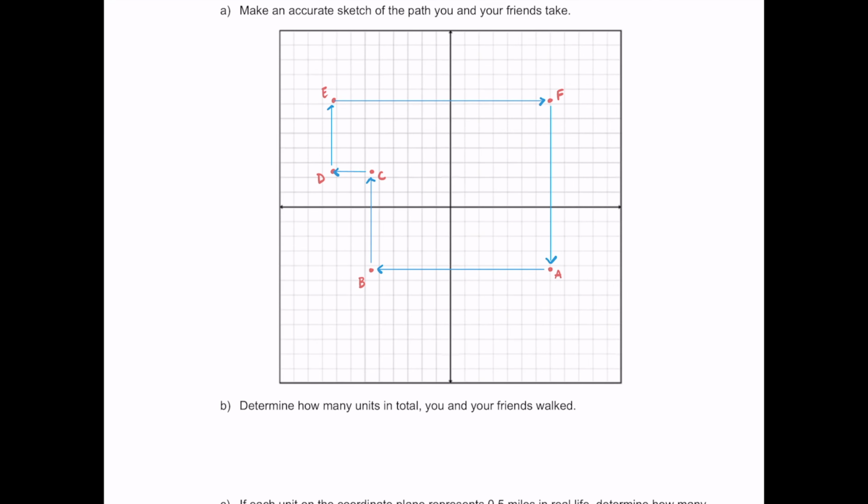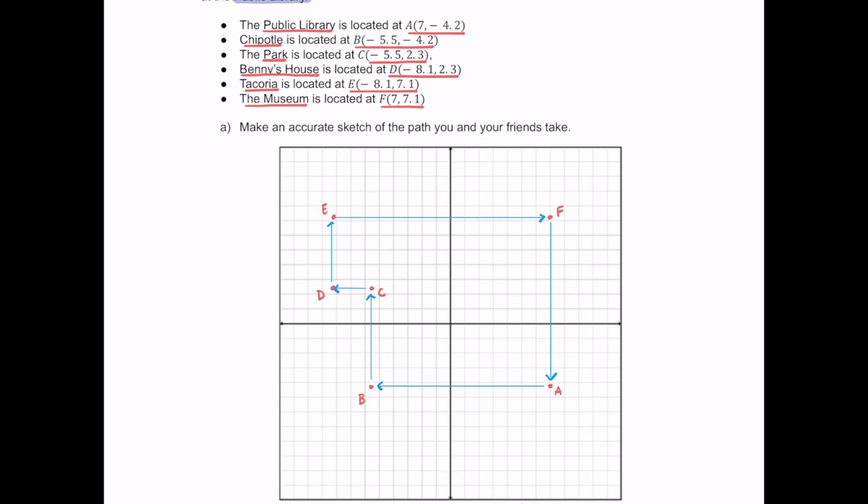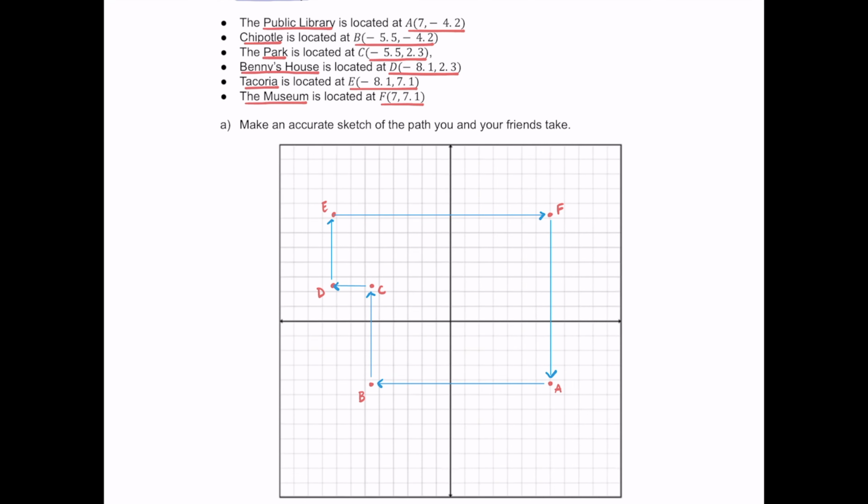All right, let's see what else we have to do. We have to figure out how many units in total that you and your friends walked here. So let's try to do maybe from A to B first here. So from A to B, we can go ahead and figure out what that is going to be. We have matching y coordinates here. So if we go ahead and add their x coordinates, the absolute value 7 plus 5.5, that's going to be 12.5 units.